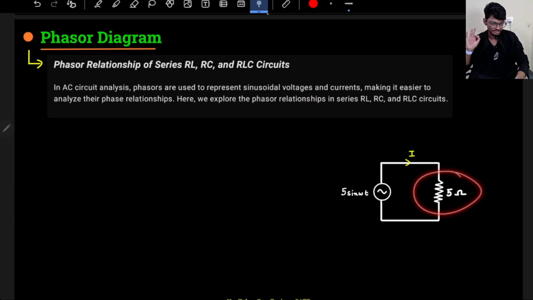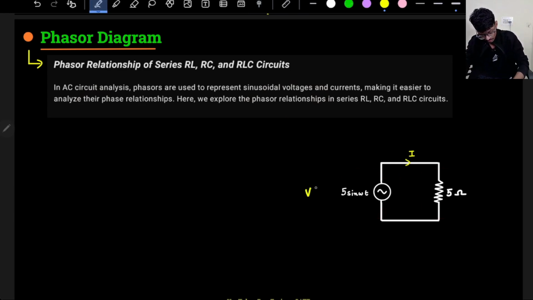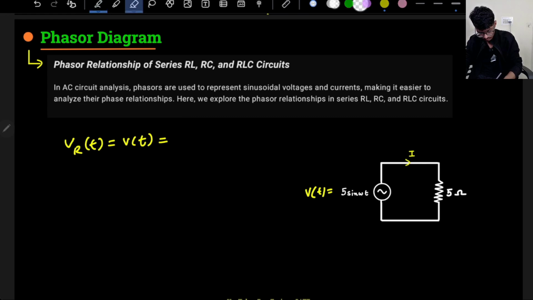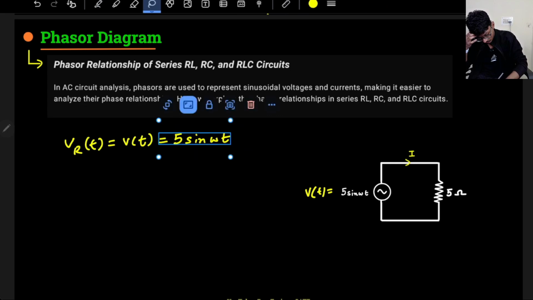If I have a resistor connected across a sinusoidal input voltage, this is my voltage v of t. What is the voltage across the resistor? VR of t is the same because it is directly connected across the resistor. It is simply v of t, which equals 5 sine omega t. This is my v of t.